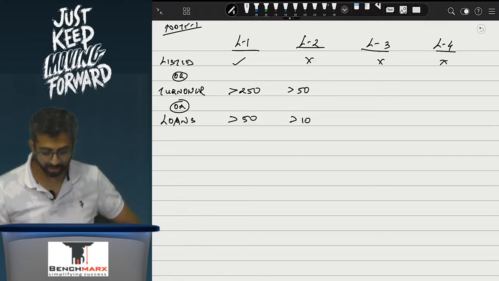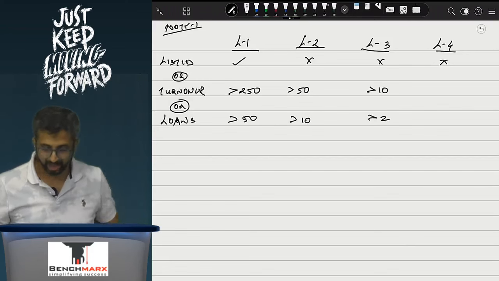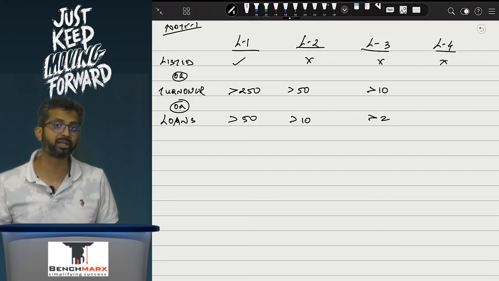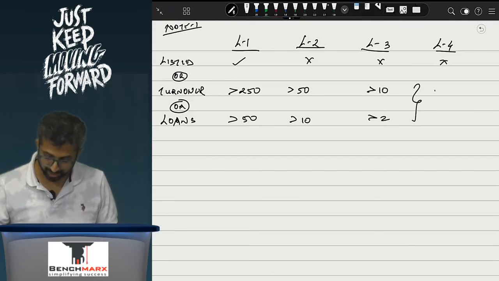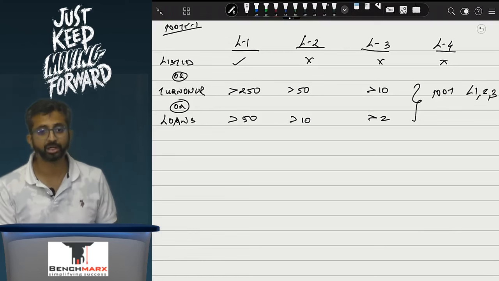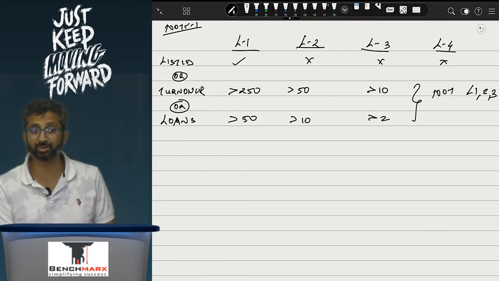This is greater than 10. Then this is greater than 10. This is greater than 2. And Level 4, how will you define a Level 4? Everything which is not Level 1, 2 or 3 will be negatively defined to be Level 4.